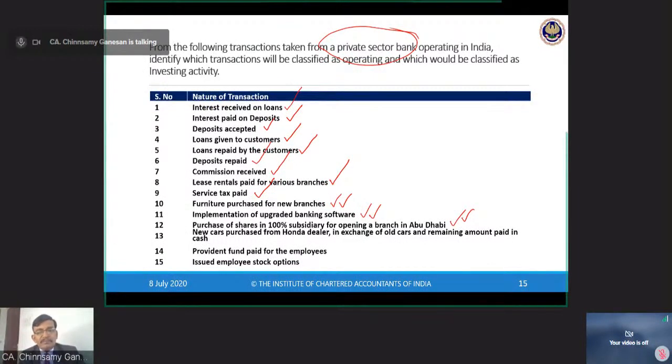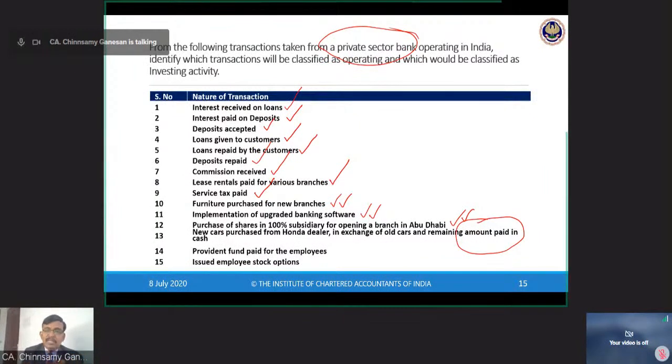New cars purchased from a Honda dealer in exchange of old cars and the remaining amount paid in cash. Only the remaining amount which has been paid in cash we have to consider, right? But what is the nature of the transaction? It's a new car purchased. So a new car is not relating to my core activity. It is relating to purchase of a long-term asset.